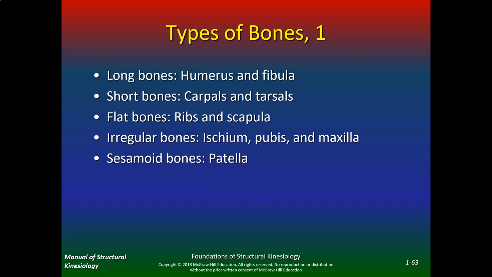What are the types of bones? Well, we have long bones, which are the humerus and the fibula. We have short bones, which are the carpals and tarsals. We have flat bones, which are ribs and scapula. We have irregular bones, which is ischium, pubis, and maxilla. And we have the sesamoid bones, which are the patella.